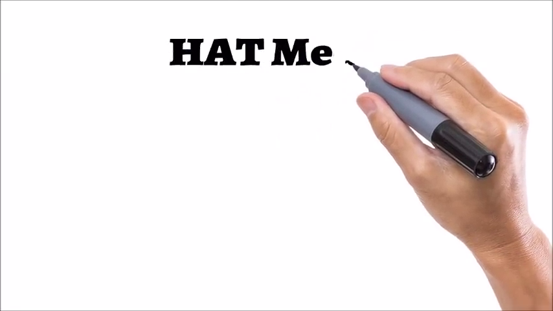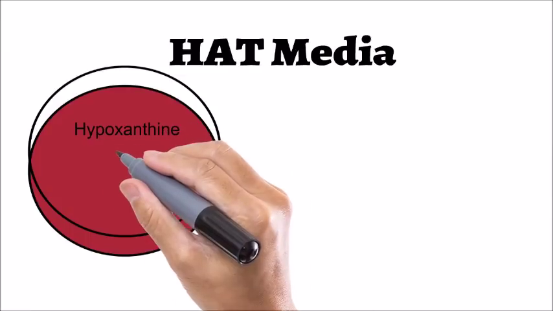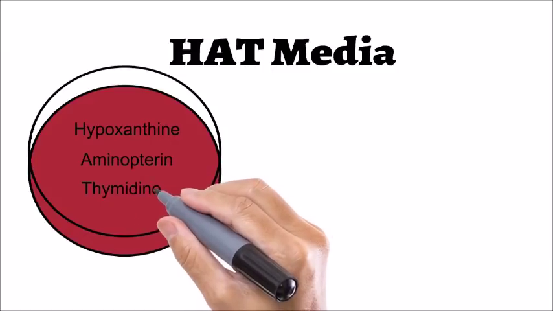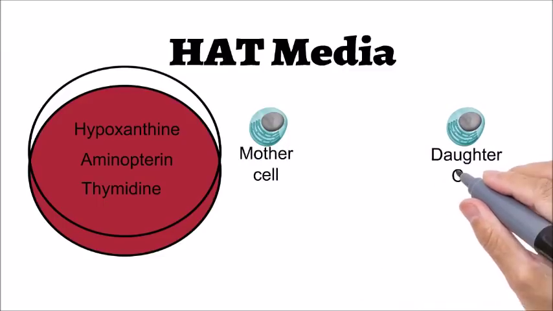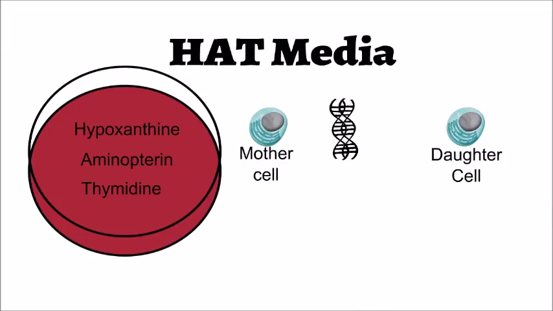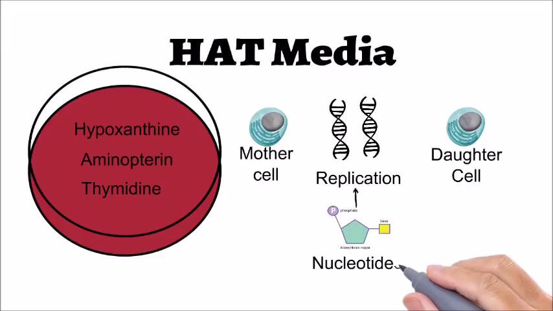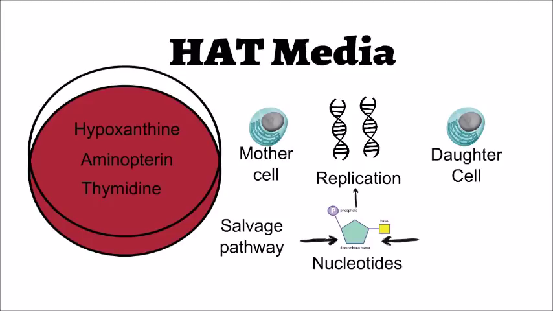Selection is carried out on the HAT media. Here the H is for hypoxanthine, A is for aminopterin, and T is for thymidine. These are the contents present in the HAT media. Whenever any cell divides in the artificial media, before dividing, it must synthesize a new copy of the DNA, and for that, it requires the synthesis of nucleotides. Nucleotides can be synthesized in two ways. Either the cell can go for the salvage pathway or it can go for de novo synthesis.